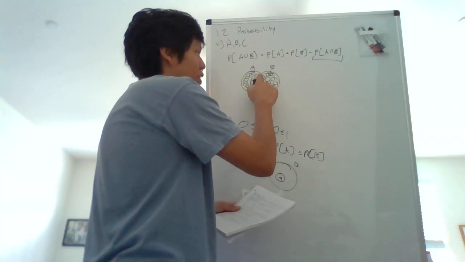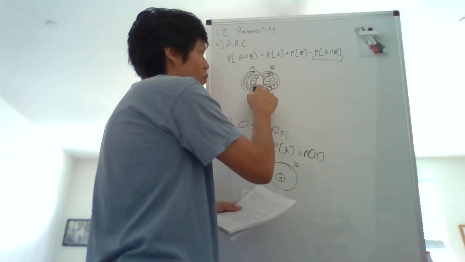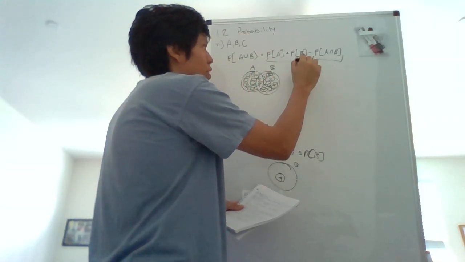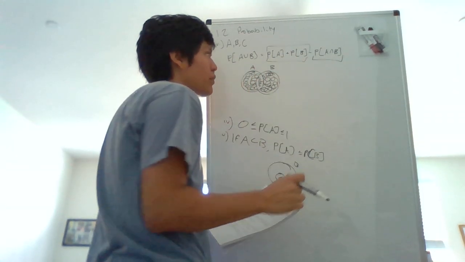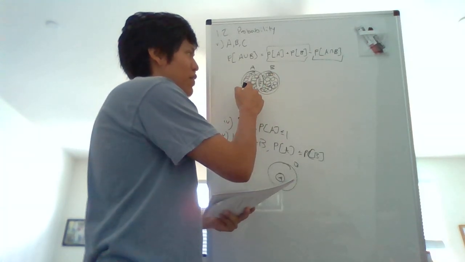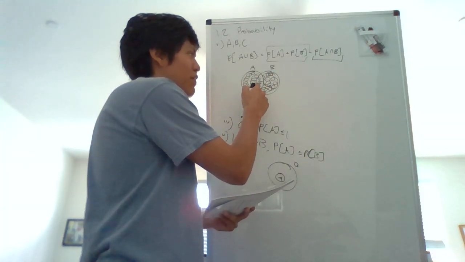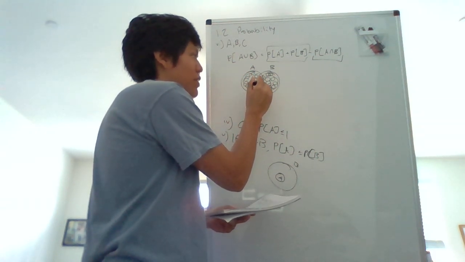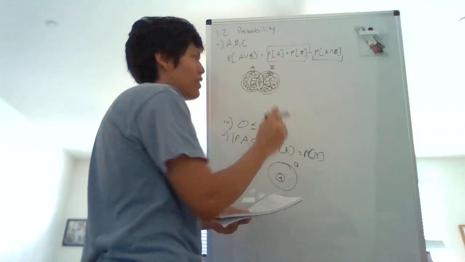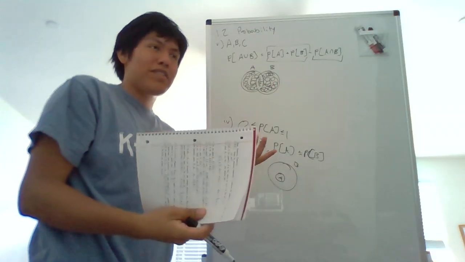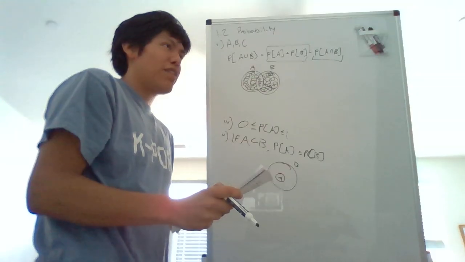So we're taking one middle section out from here. And now we're only counting each section from each circle once: the A section, the middle section, and the B section. And it works the same way if we have 3 events.